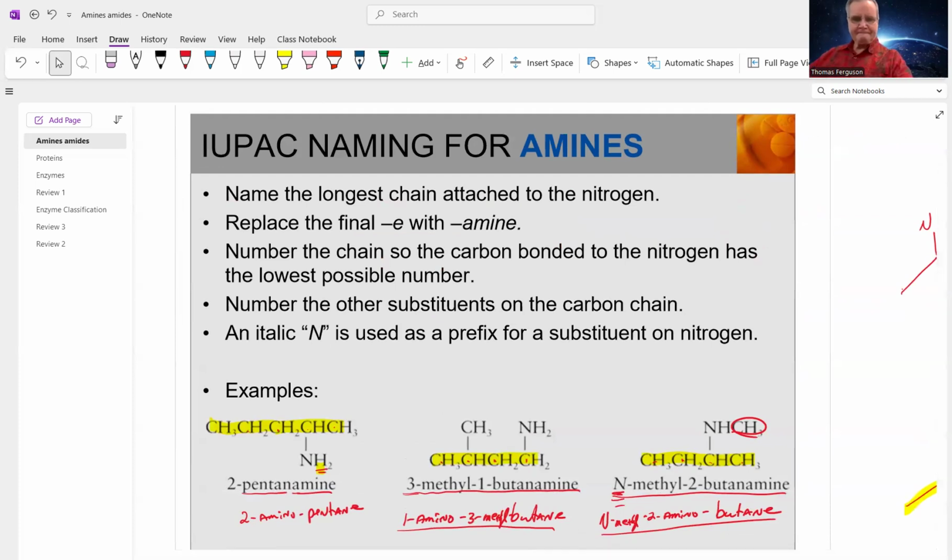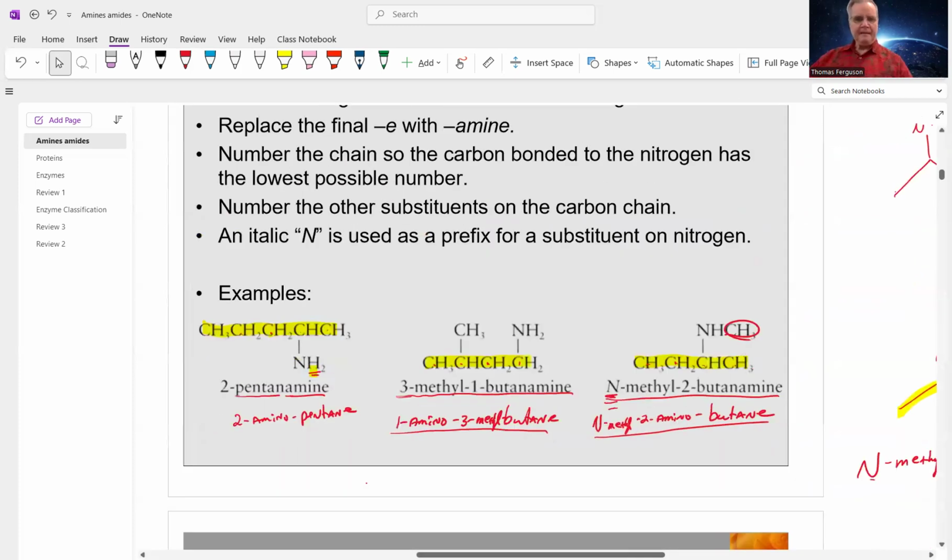We can also name it as an amine. Okay, so again, we look at the primary backbone.